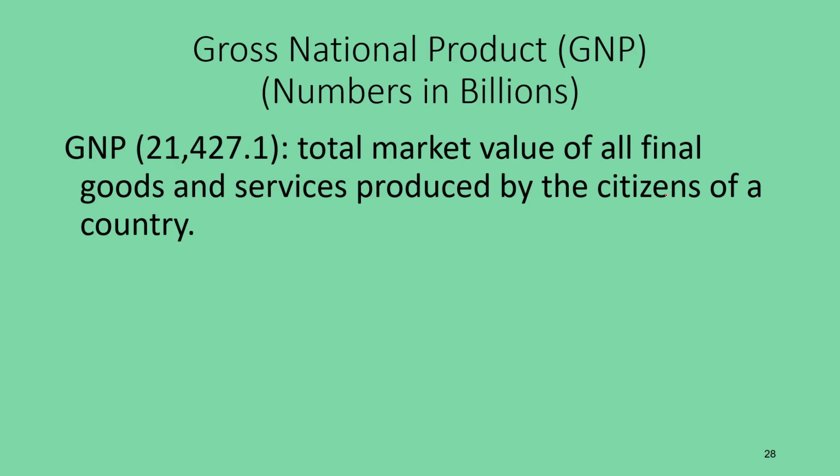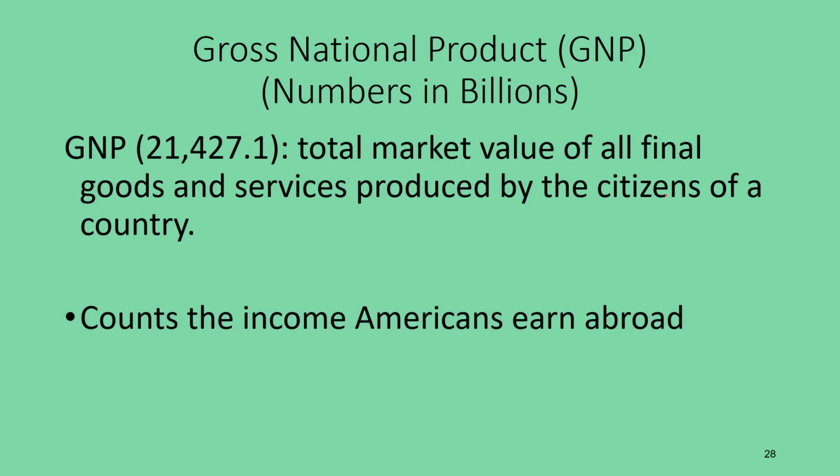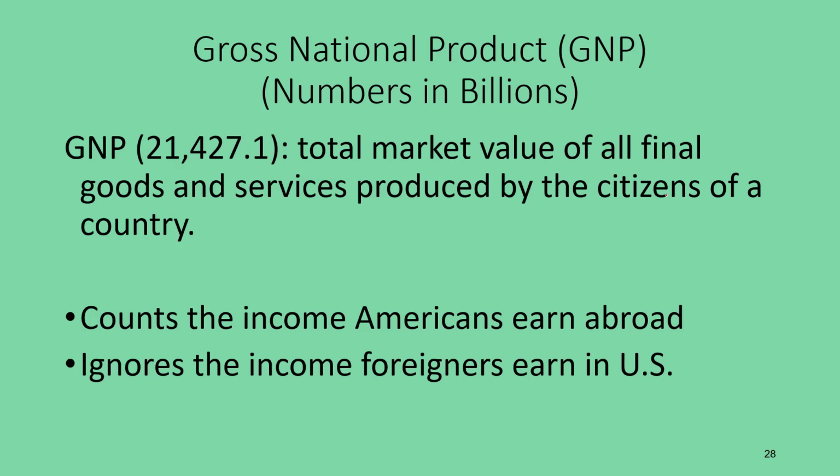But it's by the citizens of a country, no matter where they are, rather than the production that's happening within the geographic borders of a country, no matter the citizenship of the person who's doing it. And so that's how GNP and GDP are different, right, is that GNP counts the income that Americans earn abroad. So as long as you are a U.S. citizen, any money that you earn will be added to U.S. GNP. However, if you earn that money in a different country, it will not be added to U.S. GDP, right? It does ignore the income that foreigners earn in the United States.